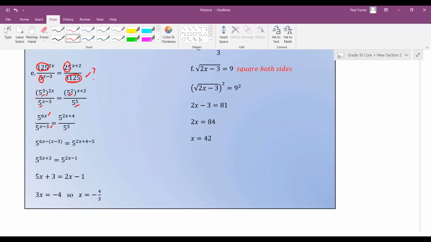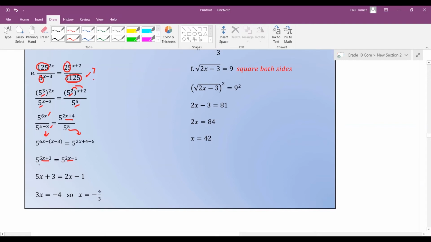Then I expanded the bracket on the top to get 2x plus 4 and 5 power 5. And then I just basically did this side and then this side here. So 6x minus negative x minus 3. We just subtract the power now because we're dividing the numbers. And then 2x plus 4 minus 5. And then those both simplify down. Here, 5x plus 3, 2x minus 1.